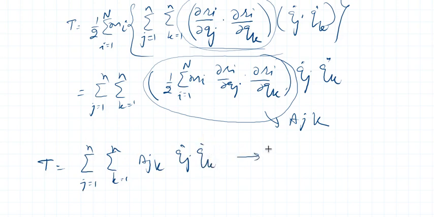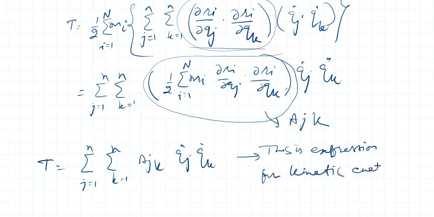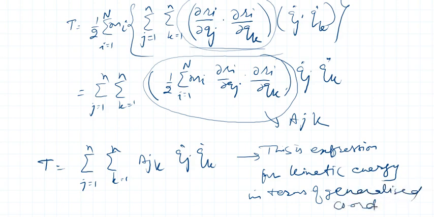So this is the expression for kinetic energy in terms of generalized coordinates. That's all for this lecture. In the next lecture, I will talk about virtual displacement and the idea of virtual work.